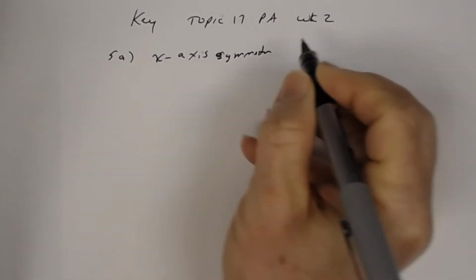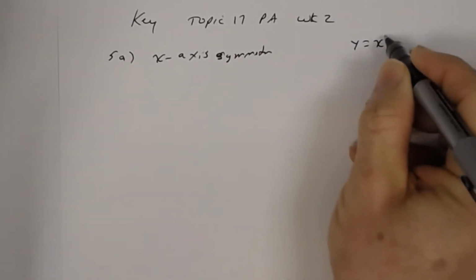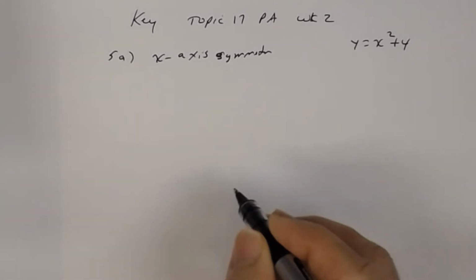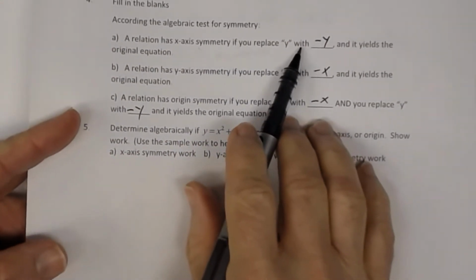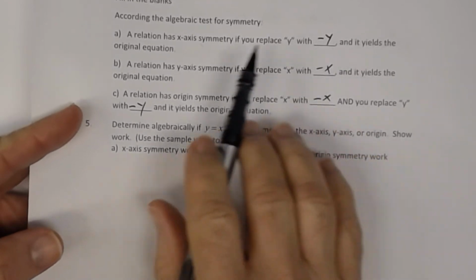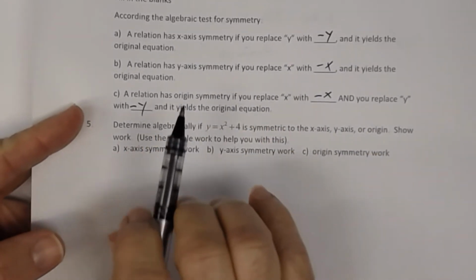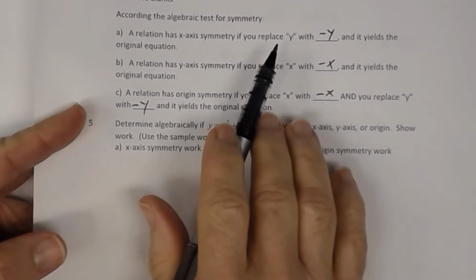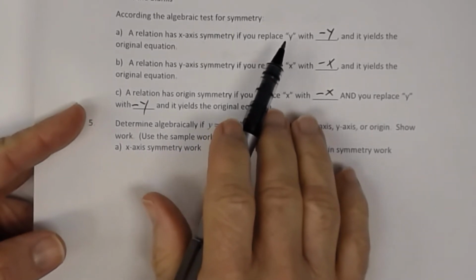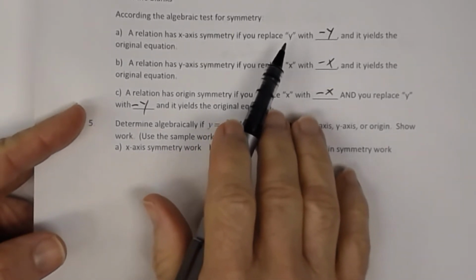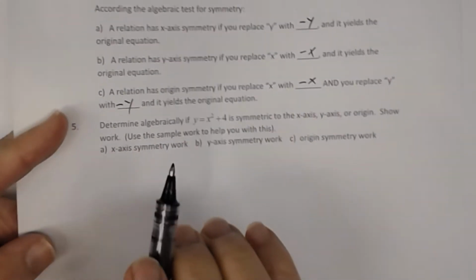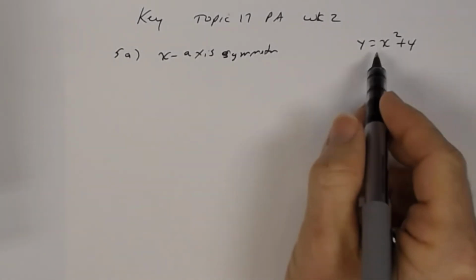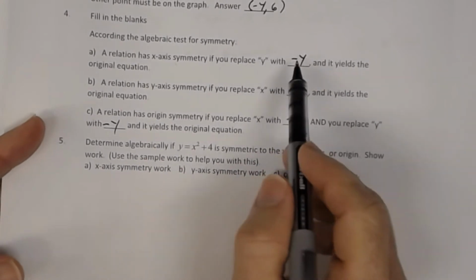All right, now remember the function we're using is y equals x squared plus 4. So for x-axis symmetry, we replace y with -y. And if it yields the original equation, then our relation is symmetric about the x-axis.